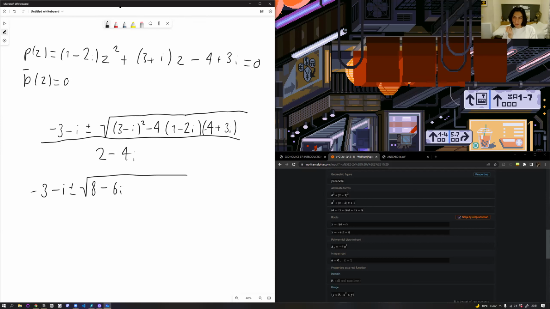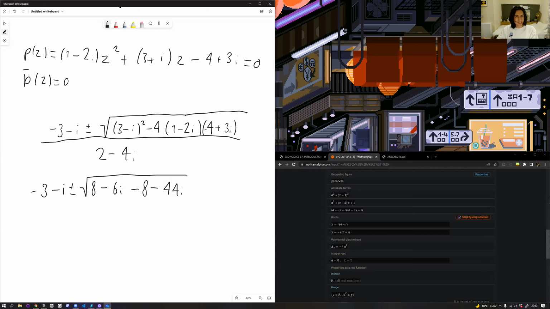And then timesing the rest together. So you get 3i plus 8i, so 11i. So 2 plus 11i, I believe. And then times that by 4, which is 8 plus 44i. But minusing that. Minus 8 minus 44i.